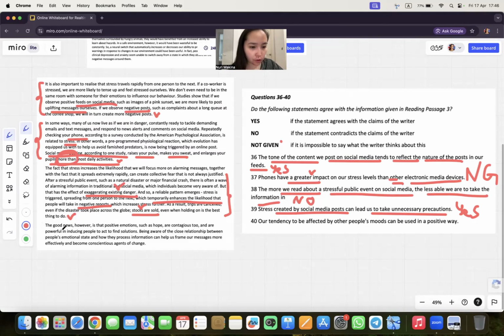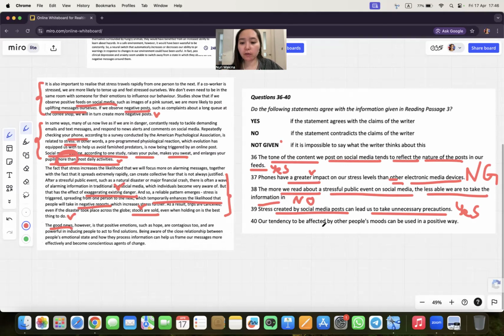Next paragraph, the good news. Yeah, we have a positive one, number one. However, positive emotions such as hope are contagious too, that means they spread to one another and are powerful in inducing people to act to find solutions. Being aware of the close relationship between people's emotional state and how they process information can help us frame our messages more effectively and become conscientious agents of change.